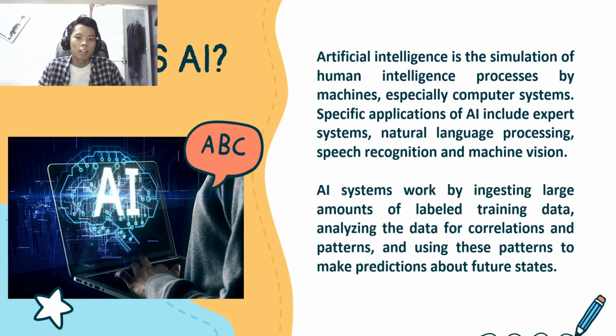Next, what is AI? AI is artificial intelligence, the simulation of human intelligence processed by machines, especially computer systems. So basically, humans put their thinking into the machines, and then the machine processes what humans already gave, the information it is about.